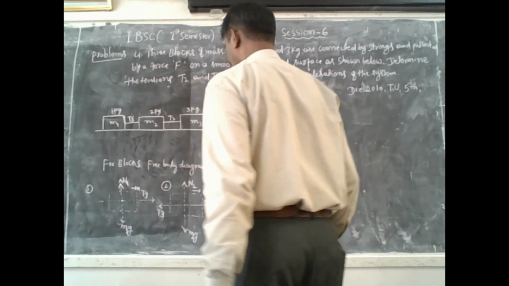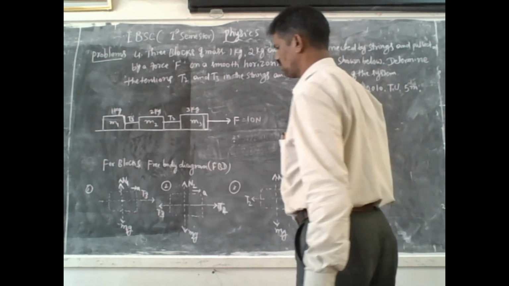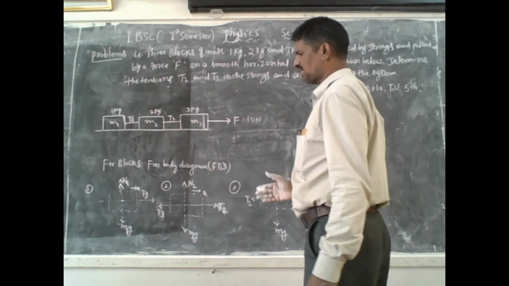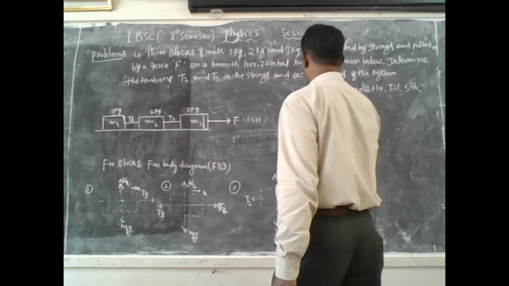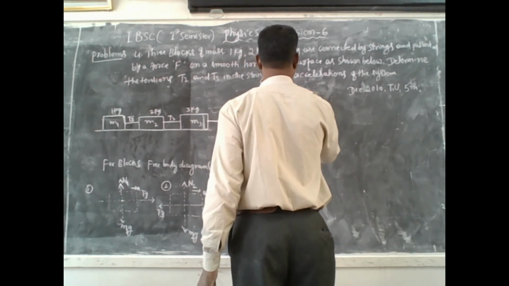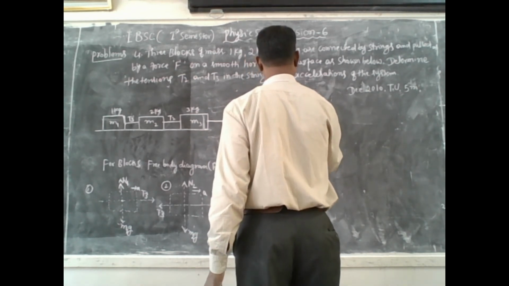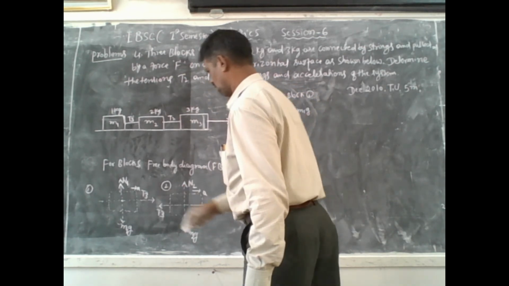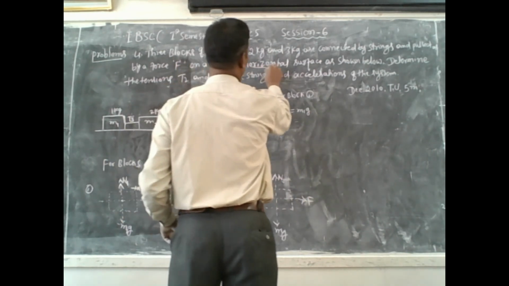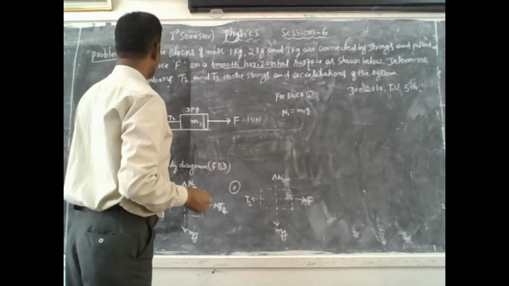So now we have to construct the free body diagrams, and we have to construct the equations along the x-axis and y-axis. Therefore, for block 1, N1 is equal to M1G, and here it is a smooth horizontal surface, so there is no friction. That's why. So now we first have to read the question.